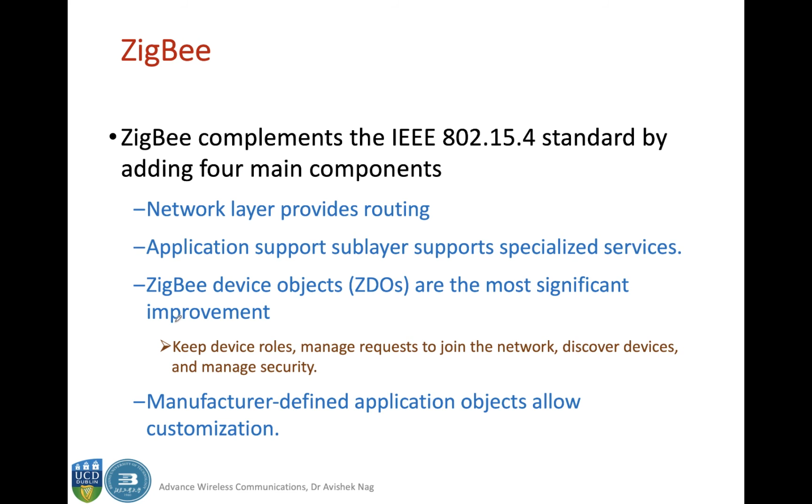So ZigBee complements the 802.15.4 standard by adding 4 main components. In the network layer of ZigBee, there is a routing functionality. Then there is an application support sublayer that supports specialized devices. And then there are the ZigBee device objects, which are the most significant improvements. Okay, these are helpful to keep device roles, manage requests to join the network, device discovery and security.